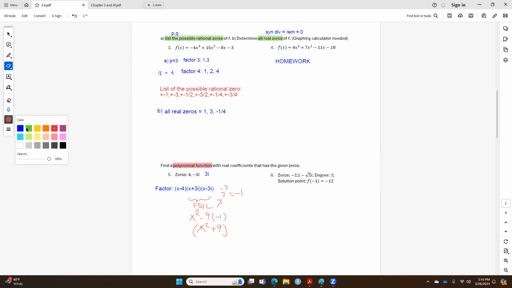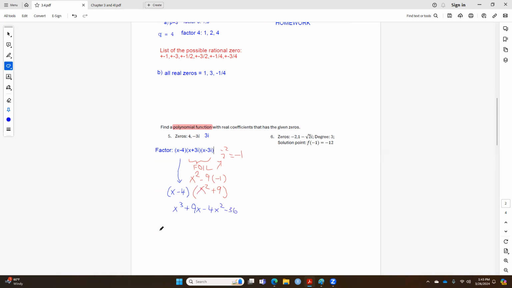But don't forget that we still have the x minus 4. So what you need to do next is FOIL it out one more time. So when you FOIL this out, x times x squared becomes x cubed. x times 9 becomes positive 9x. And then negative 4 times x squared is negative 4x squared. And then negative 4 times 9 is negative 36.